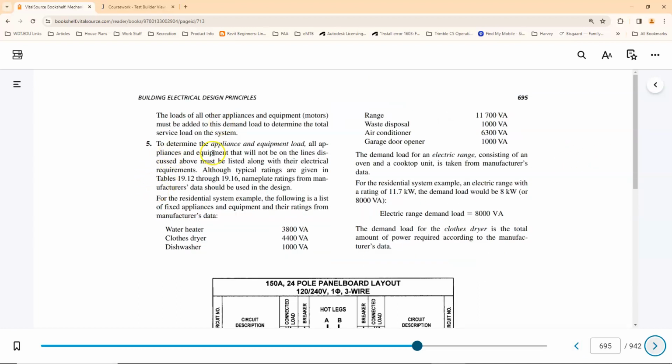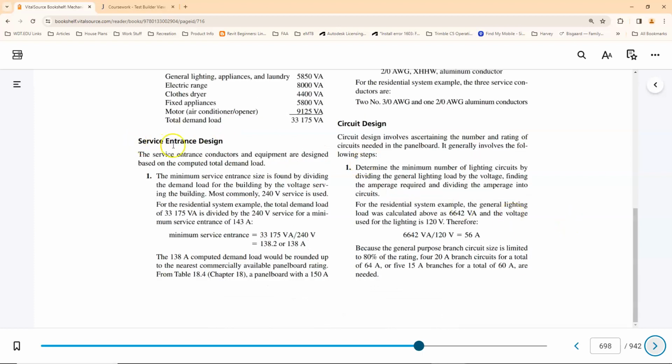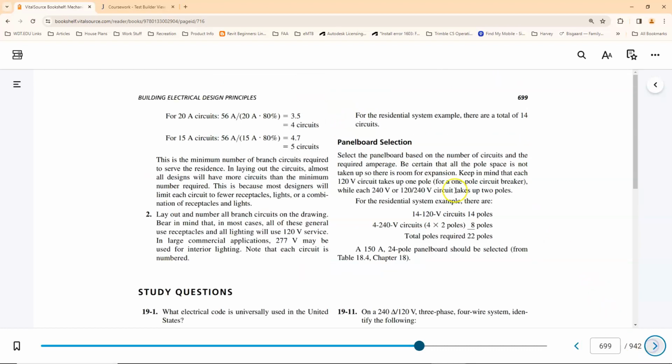It continues on to number 5, determining the appliance and equipment load. And then it goes on to talk about the service entrance design. So this is where we calculate all of the loads to figure out what size panel we need in this residence. Just remember, if you come up to a maximum that is very close to the capacity of one size, you may consider going to the next size panel just to account for future expansion. The chapter finishes up by going through a calculation for circuit design and then finally panel board selection.